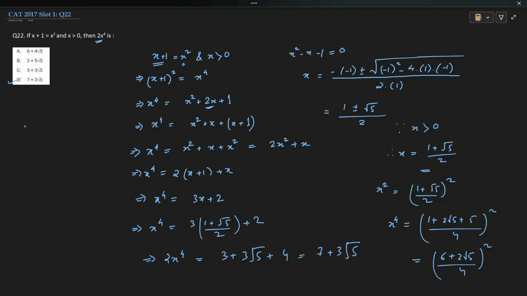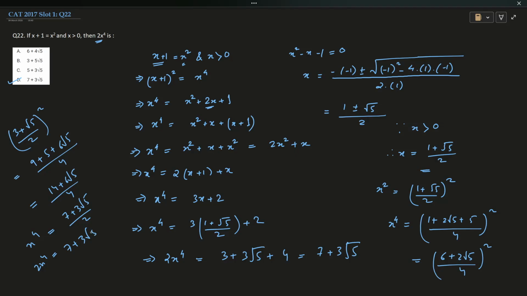Let's do it only, right? Let's check if we will get the same answer. So 2 common, 3 plus root 5 by 2 whole square again, correct? 2 into 3, yeah. By square I will get 9 plus 5 plus 6 root 5 by 4. So it is 14 plus 6 root 5 by 4. So what is this? This can be written as 2 into 7, 2 into 3 root 5 by 2. This is x to the power 4. Multiply by 2. 2x to the power 4 is 7 plus.